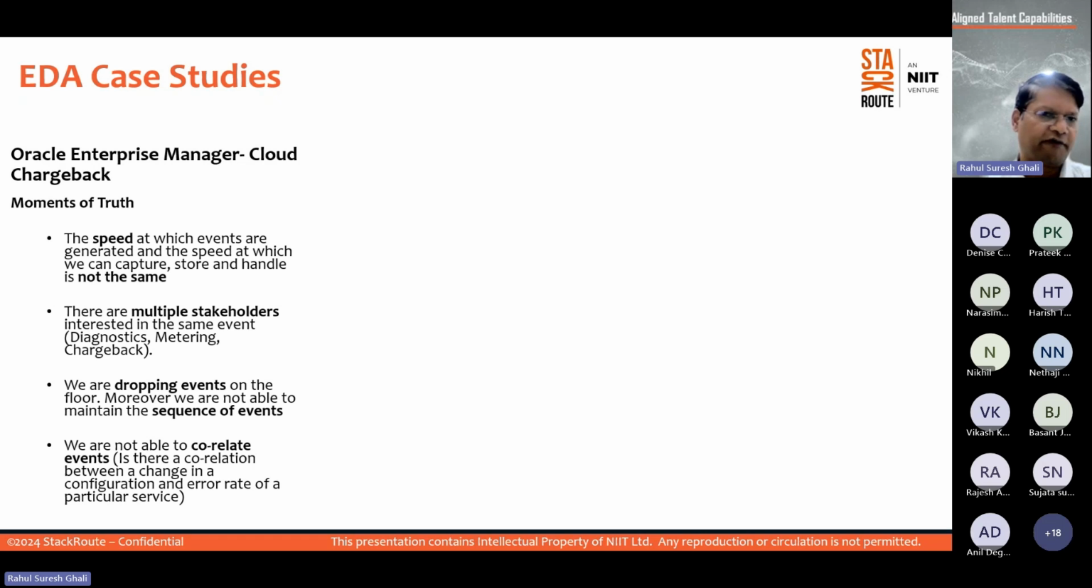So the first moment of truth was that the speed at which events are generated and the speed at which we can capture, store, and handle the event is not the same, right? Because we were repurposing Oracle Enterprise Manager to be used for a public cloud implementation, right? So the amount of provisioning that will happen through this software, the amount of metrics that will come in, the kind of monitoring and the kind of events which will be generated in a public cloud infrastructure will be much, much higher than what we anticipated, right?